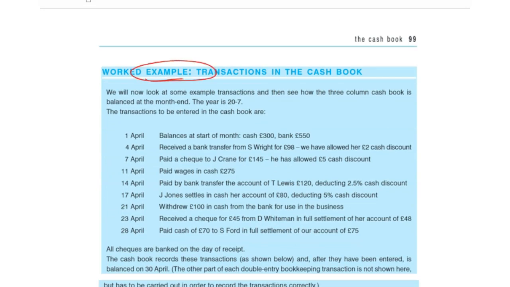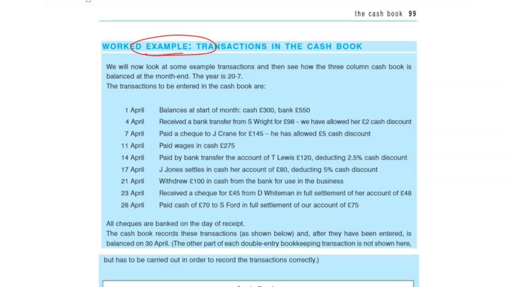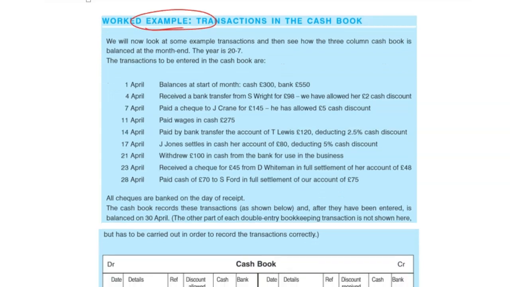In this chapter we have an example, and through working this example, I'll let you know what discount allowed and discount received are. Let's read the requirement first. They said the transactions to be entered into the cash book are... We're going to do a cash book, and there's some adjustment written here. All cheques are banked on the day of the receipt. Enter the balance on 30th of April. So we are working from 1st of April till 30th of April.